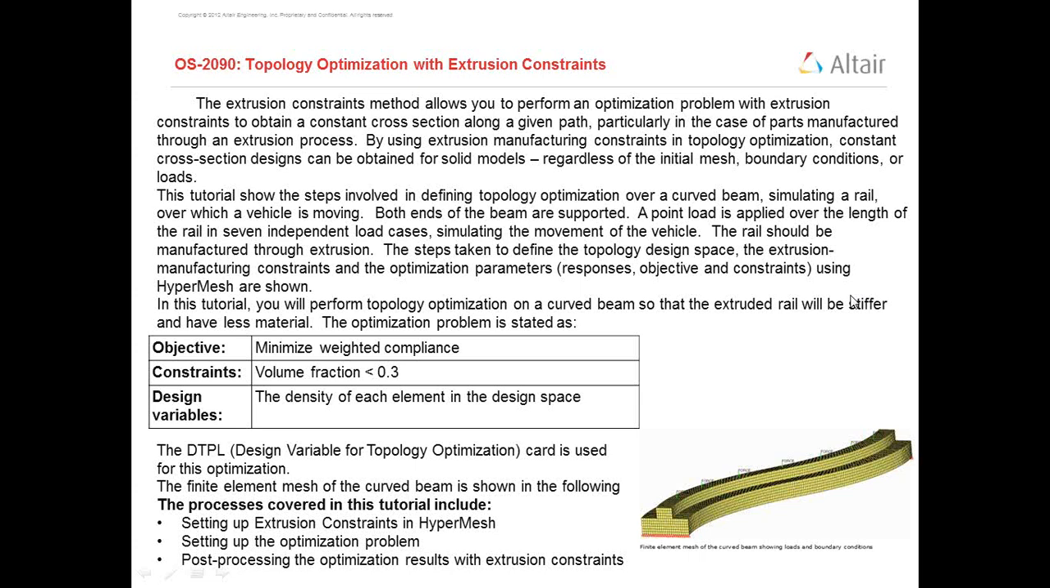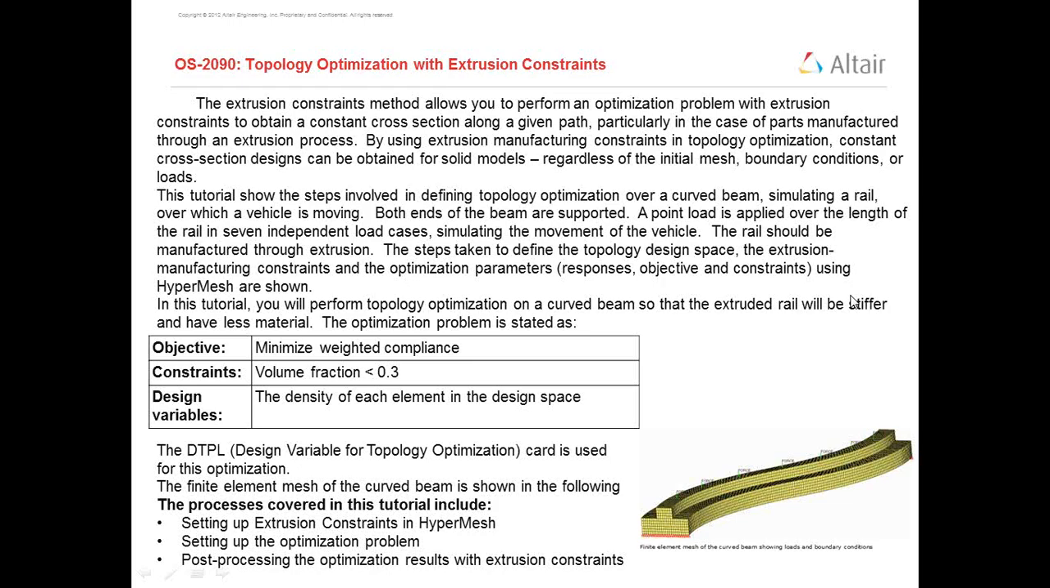This tutorial shows the steps involved in defining topology optimization over a curved beam, simulating a rail over which a vehicle is moving. Both ends of the beam are supported. A point load is applied over the length of the rail in 7 independent load cases, simulating the movement of the vehicle. The rail should be manufactured through extrusion. The steps taken to define the topology design space, the extrusion manufacturing constraint, and the optimization parameters, response, objective and constraints using HyperMesh will be shown.